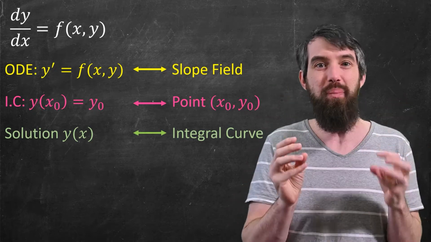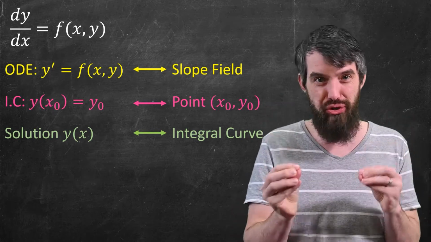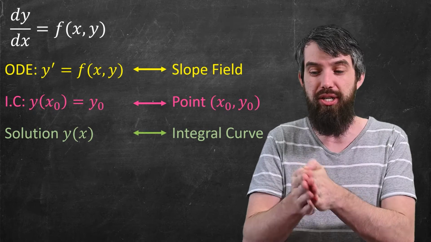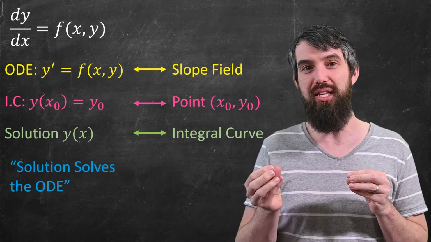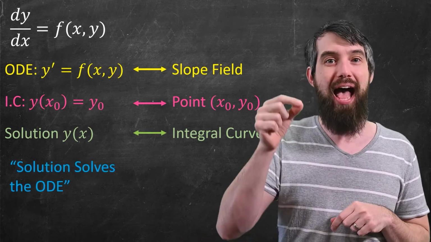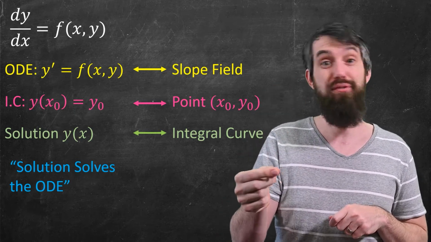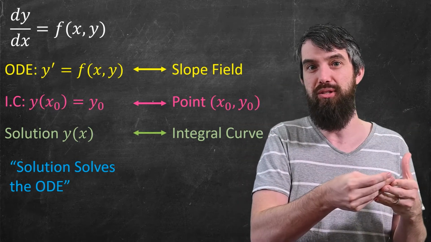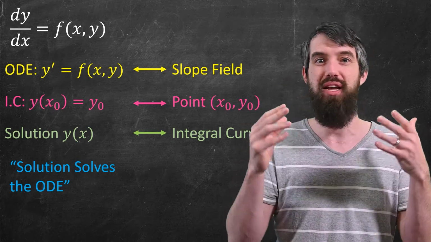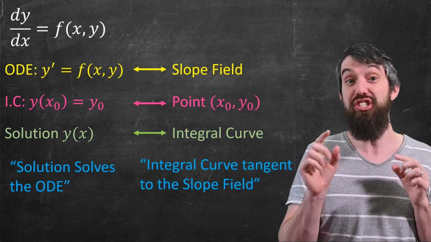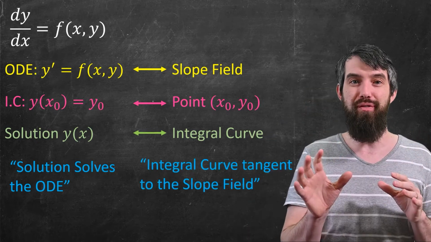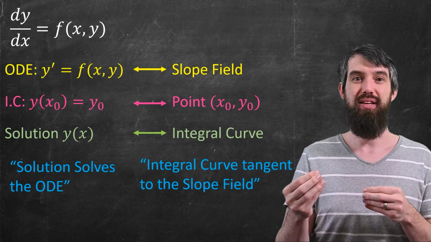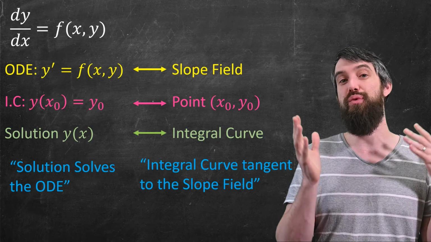And then the real meat of what it means to be a solution to an initial value problem, as in an ODE plus an initial condition, is that analytically your solution solved that ordinary differential equation. If it was an initial value problem with an initial condition, it would solve that initial value problem. So you plug it in analytically, you take your derivatives, and you see that it matches. And what that meant geometrically was that that integral curve was tangent at every point to the slope field. That is, the slope field and the tangent to the curve were identical.